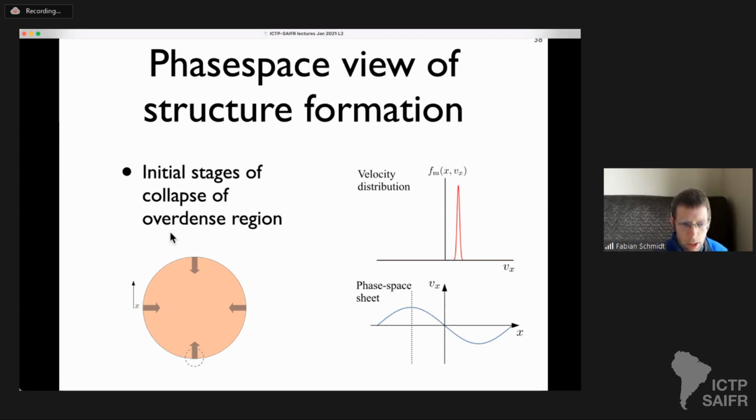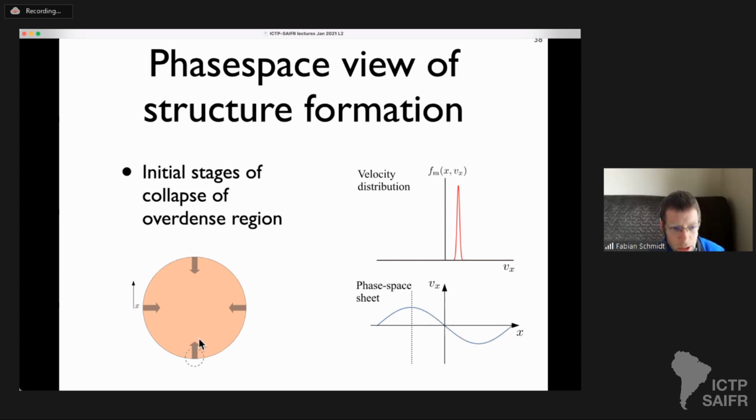And now consider an overdense region that collapses. For simplicity, let's consider it as spherical. So if I'm at this point, I'm at some negative x position, and there's an infalling velocity along the positive x-axis. So the velocity will look like this here. And at the center, there's no velocity because it's just at the center of the spherical mass, so it goes through 0 here. And on the other side, I have the opposite. So the phase space sheet is doing something like this, very roughly.